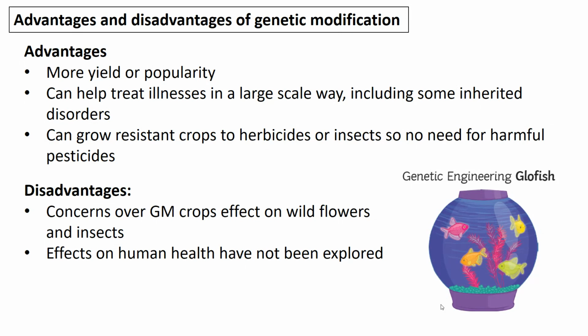Another disadvantage is seen here with the genetically engineered glowfish. They were engineered to monitor pollution in rivers and released into the wild, but they were soon predated upon because they were really obvious to predators. They're now used as a novelty fish, but sometimes the unexpected outcomes from genetic engineering can have things that we don't expect to happen. So that's also something to bear in mind.